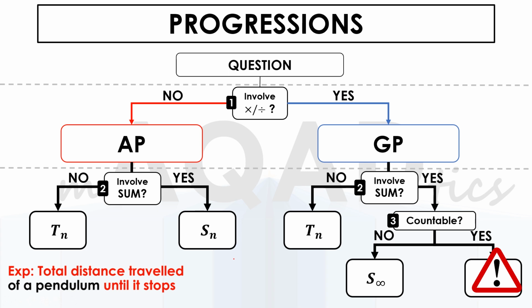For example, at the beginning, this pendulum is here. Then it will swing to the other side, right? So the distance traveled for these two movements will be easy to calculate. But what if the pendulum is about to stop? Okay, so let's say now the pendulum is here. Then it swings only a little bit, let's say here. We can still measure the distance, but when it becomes closer and closer to stopping, the distance will be much harder to calculate, right? So for this kind of uncountable quantity, we can use S infinity to help us find the total distance traveled.